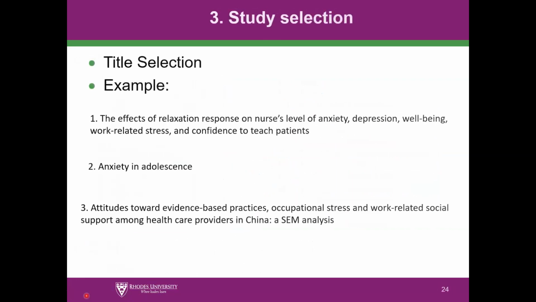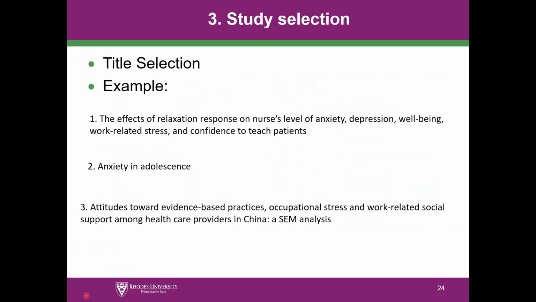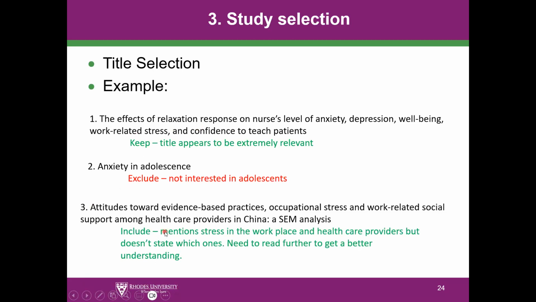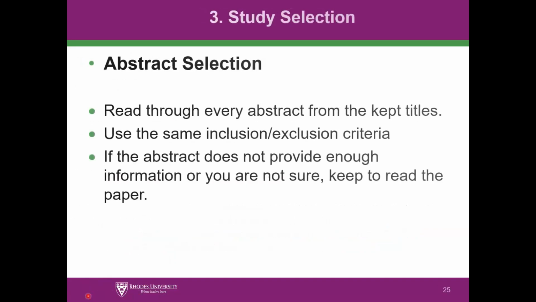And the next stage you're looking at, again, if you're not sure, you leave it. And that's always a rule that you keep to. When you're not sure, you leave it. So for instance, an example here, the effects of relaxation response on nurses' level of anxiety, depression, well-being, work-related stress, and confidence to teach patients. You keep it because the title appears to be relevant, speaking about stress, issues of anxiety, and that is relevant. But when it speaks, for instance, about anxiety in adolescents, we remove, and I'm using the same example I had used earlier. Or when it starts speaking about attitude towards evidence-based practice, again, it shows that it's relevant, you include it. The big rule is if you're not sure, you leave it till the next stage, because the next stage will allow you space to go in depth.